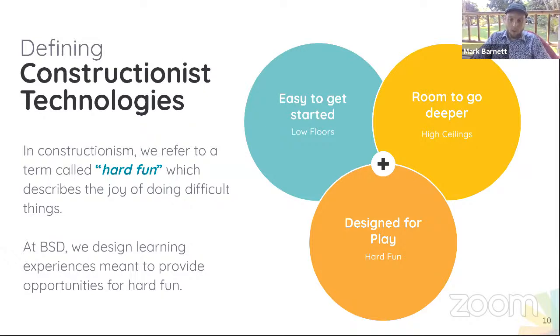So to further define what it means to develop a constructionist technology, a constructionist technology has to meet these three criteria. The first criteria is that it must be easy for anyone to get started. So that means that anyone should be able to use the technology without any prior learning. They should be able to just jump right into it and do something effective with it. The second criteria is that there must be room to go deeper, so that if I want to learn deep concepts and I want to get really involved in something and go really deep, then I can do that.